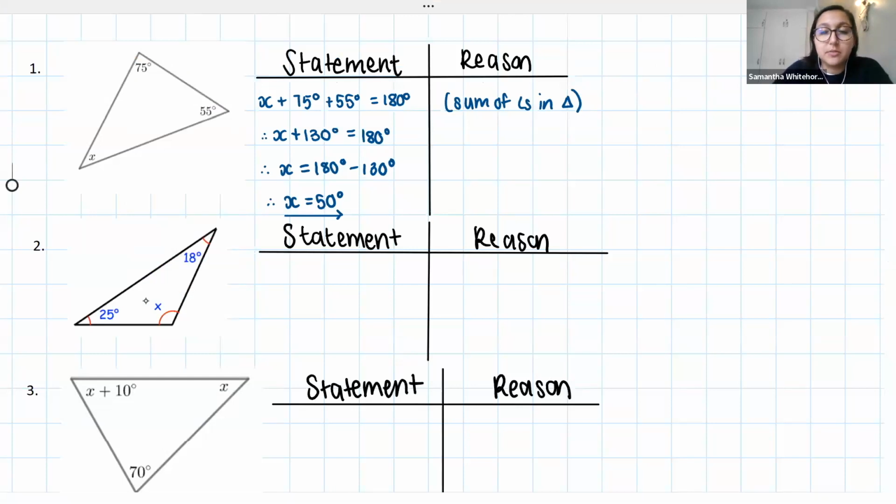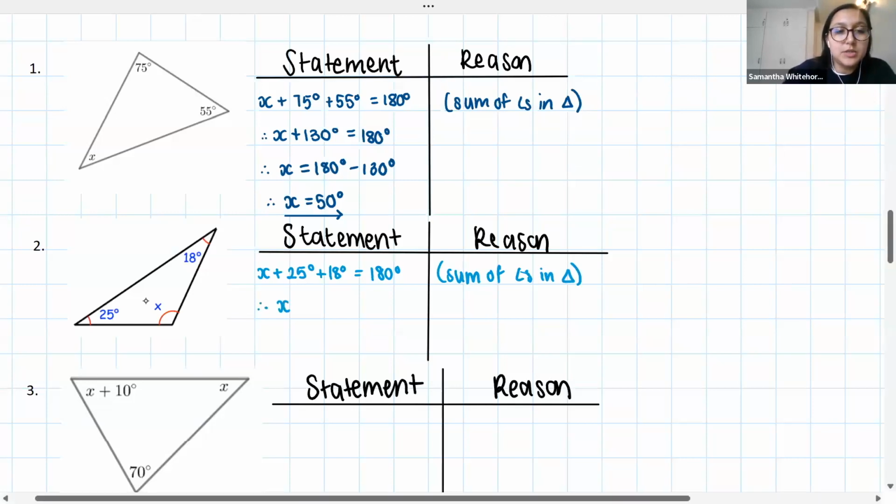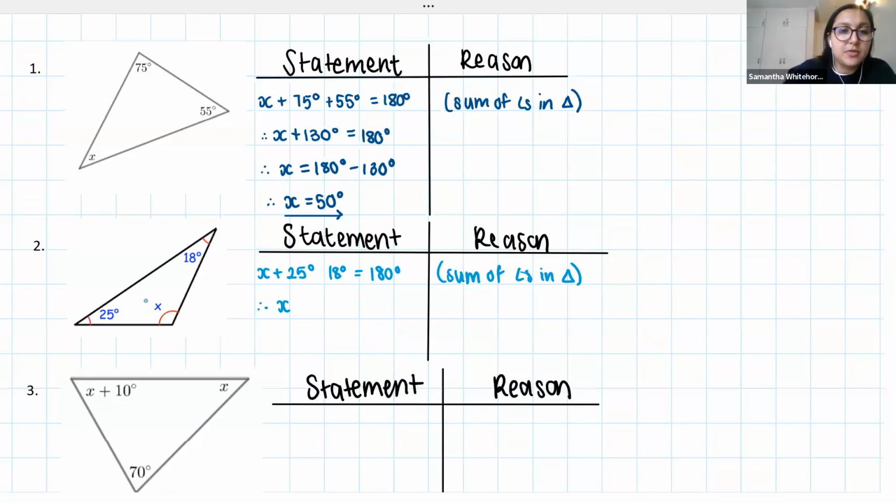So question 2 is pretty much the same. We've got our triangle. We know that x + 25 plus 18 is equal to 180 degrees. There shouldn't be any hands right now. I will ask for questions later. Again, our reason is sum of angles in a triangle. All right, so we go and solve. Again, 25 and 18 are like terms, so I'm just going to add them together. 25 + 18 gives me 43. So x + 43 degrees is equal to 180.